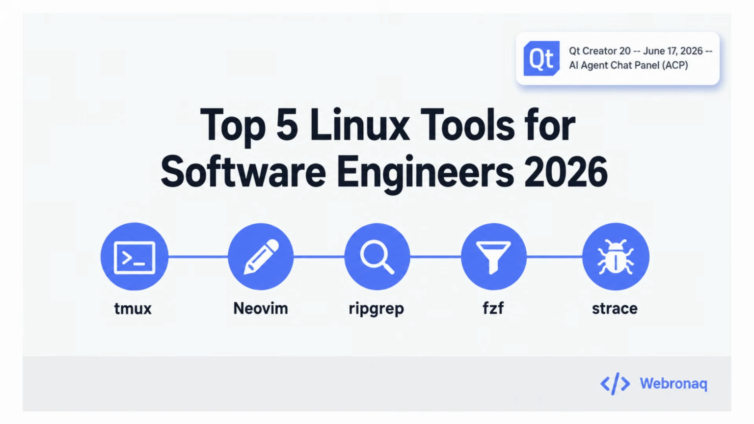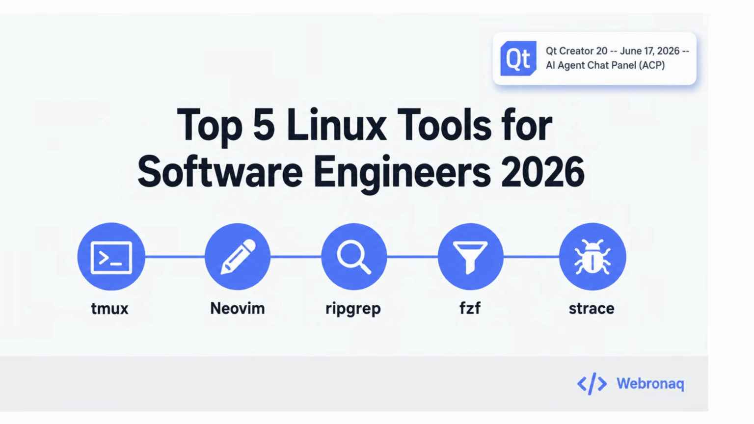AI native Linux tooling is not coming. It is already here. So in this video, we are covering the 5 command line tools that form the foundation of a high-performance Linux workflow in 2026: tmux, Neovim, ripgrep, FZF, and strace. Individually, each one is powerful. Together, they are a complete, keyboard-driven engineering environment. Let's start with the one that keeps your work alive, even when your connection does not.